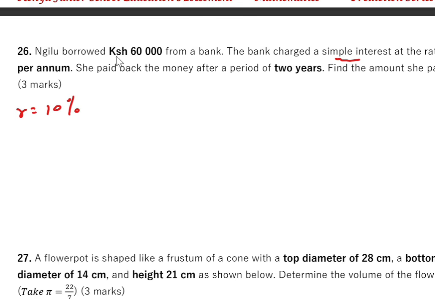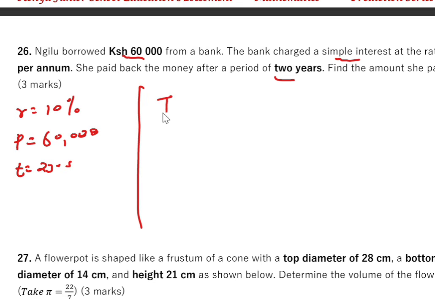What about what is borrowed? This is the principal. The principal is the amount deposited or borrowed. So P equals 60,000. What is the time? Time is 2 years, so T equals 2 years. You know that for simple interest, the formula is PRT over 100.